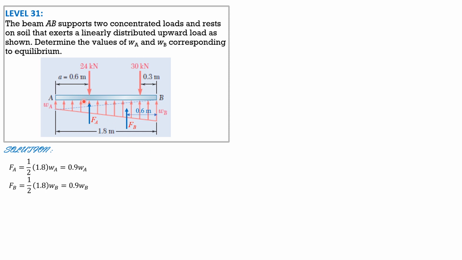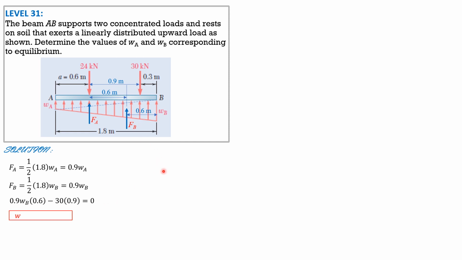Then summation moments about A equals 0, counterclockwise positive. FB, by the way, this is also 0.6, that one. So FB times 0.6, 0.9 WB times 0.6, then minus 30 times 0.9 equals 0. So this is 0.9 because the distance of B from A is 1.8 minus 0.6, so 1.2. Since this is already 0.3, so 1.2 minus 0.3 is 0.9.